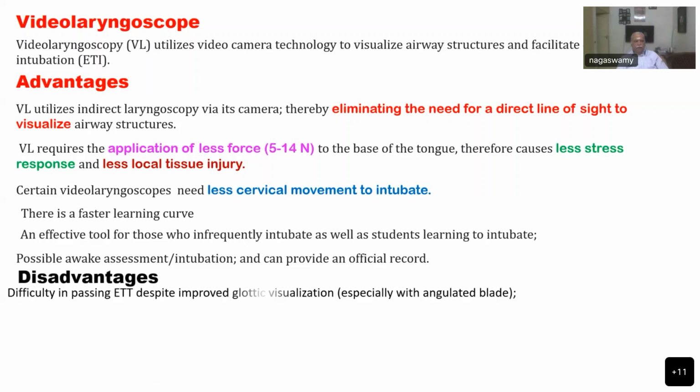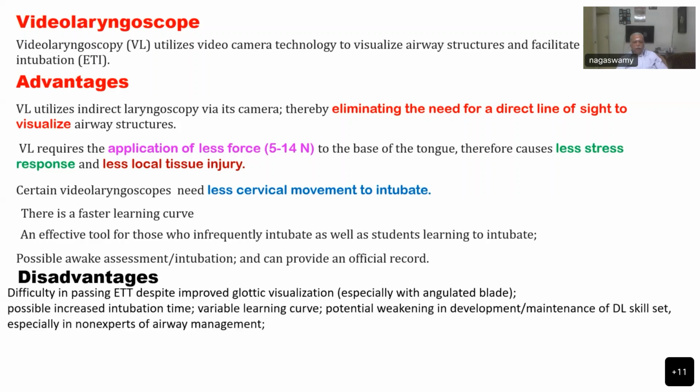The disadvantages are that sometimes you have difficulty in passing the ET tube and in good visualization, especially if the blade is more angulated. There are different types of blade: conventional Macintosh, then angulated, hyperangulated. So there is a classification based on the shape of the blade itself. The angulated blade sometimes causes difficulty in visualization, and it may cause increased intubation time, especially when you are a beginner.